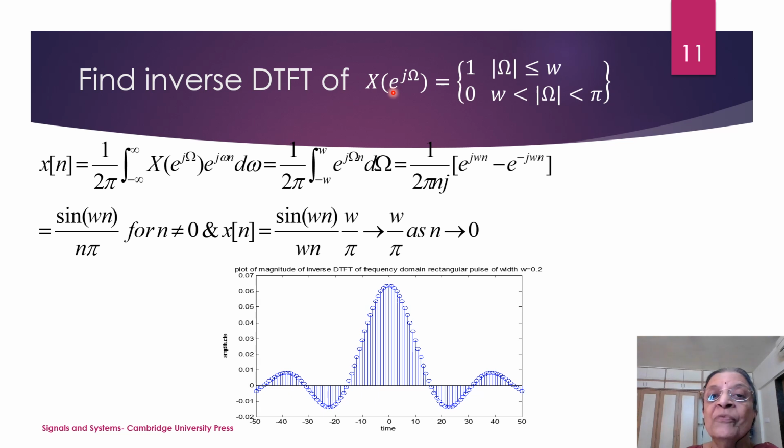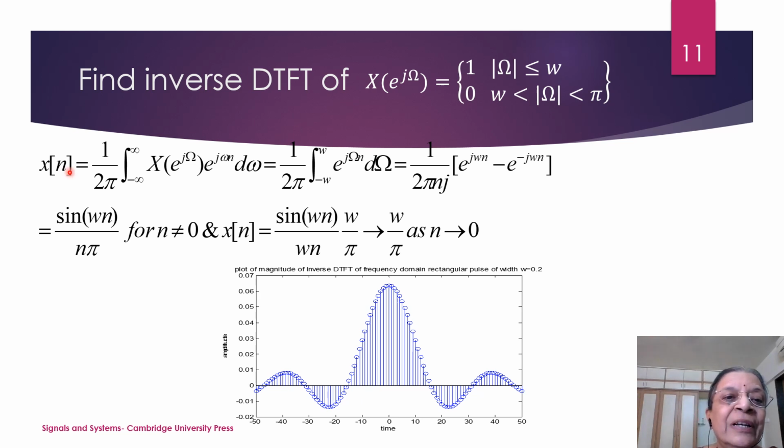Now let us try to find out the inverse Fourier transform of this function given to you. X of j omega is given as 1 between minus w to plus w, as we have represented for the analog signal, and it is equal to 0 otherwise. What is the period? The period is between minus pi to plus pi, so corresponding period is 2 pi.